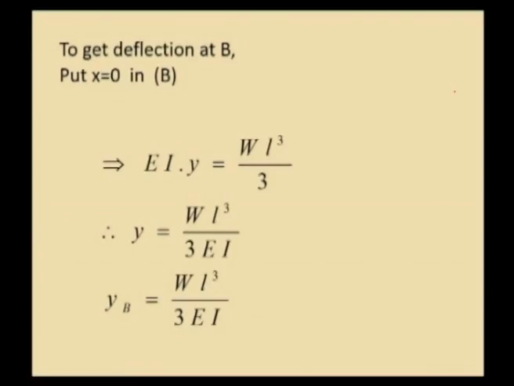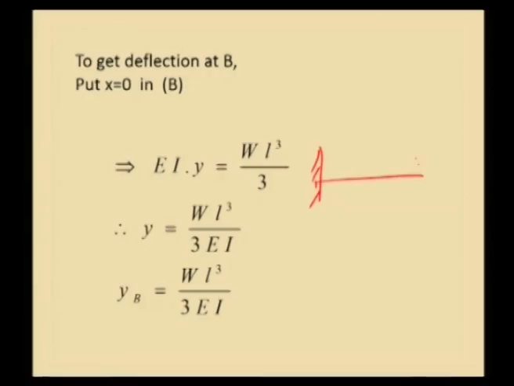Next, to find the deflection at the free end, we need to put x equal to 0 in equation B. Equation B is nothing but the general equation for deflection. Therefore, by substituting x equal to 0 in equation B, we get E I y equal to W L cube by 3. Therefore, y equal to W L cube by 3 E I, and y B equal to W L cube by 3 E I, where y B indicates deflection at point B. Similar to theta B, we have deflection y B.